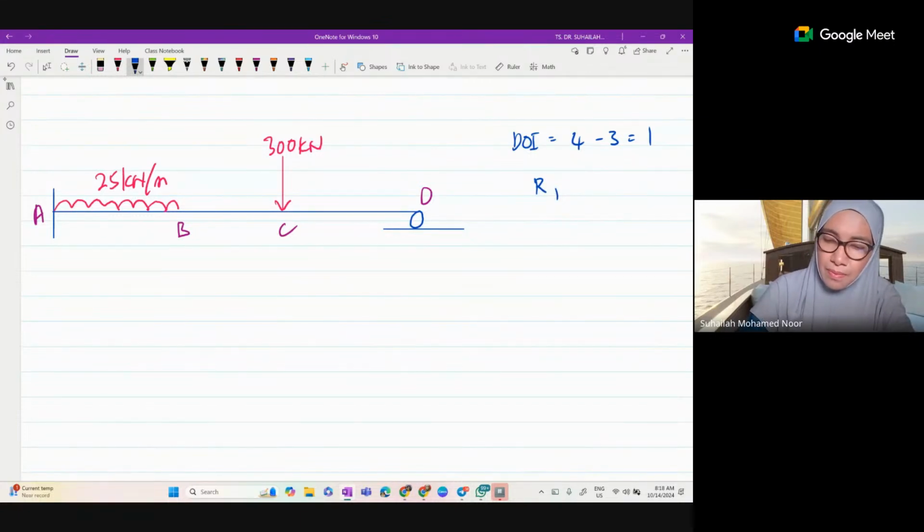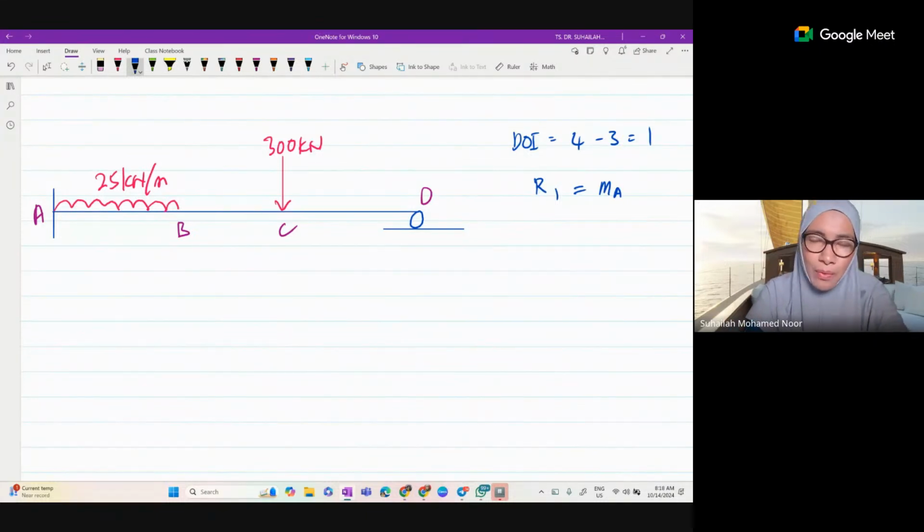So let's say Dy as the redundant, or if we want to use MA, we can also use MA as the redundant. So remember, if we choose MA, we remove MA. So the primary beam is the simply supported beam. The redundant that we chose, we have to remove from the system.